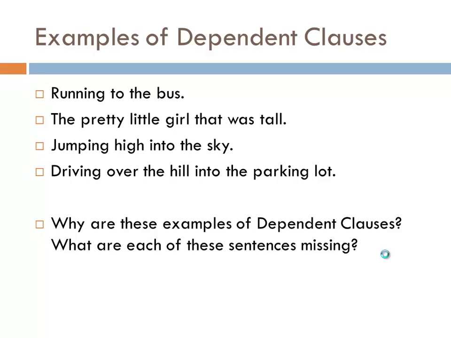Running to the bus. Well, what's missing about running to the bus? As we can see here, running ends in ing. This is considered an action verb. Running to the bus. Well, what happened? Who happened? Who ran to the bus? What ran to the bus? This sentence, or this dependent clause, just doesn't make sense without an actual subject.